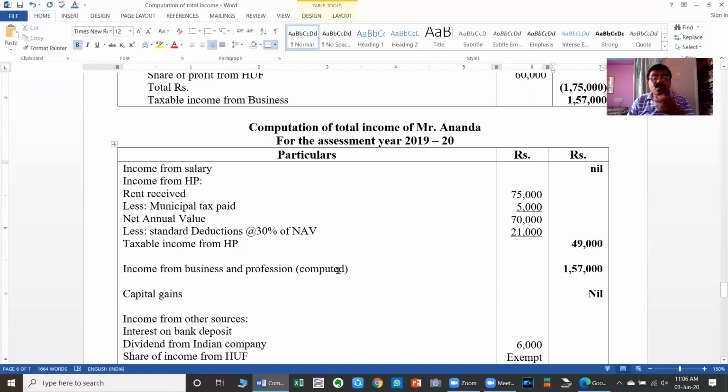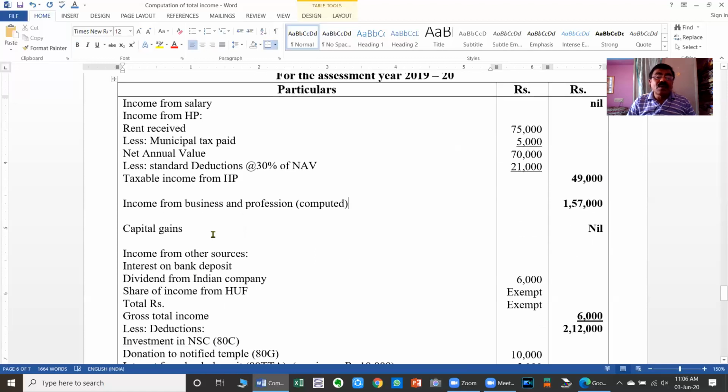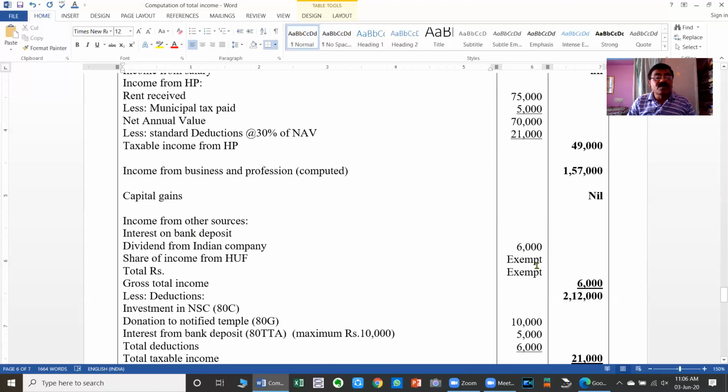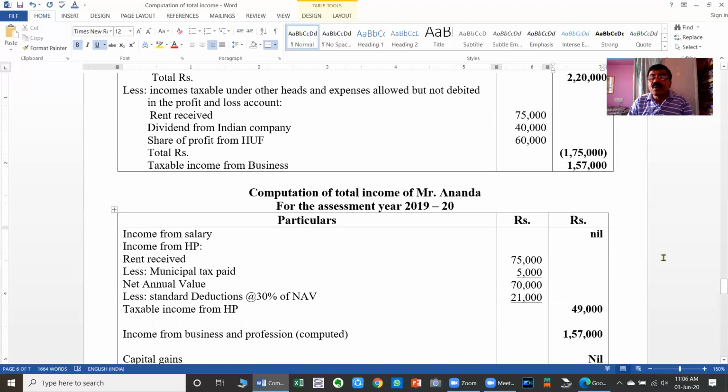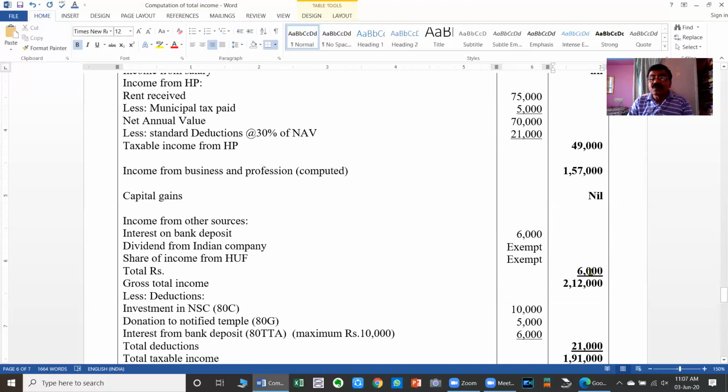Then income from business and profession computed is 1,57,000. Capital gains are not given, so nil. Then income from other sources: interest on bank deposit 6,000. Dividend from an Indian company is exempted, and share of income from HUF is also exempted. Therefore, taxable income from other sources is 6,000. Total gross total income, from salary nil to income from other sources of 6,000, is 2,12,000 rupees only. Here also, the gross total income is 2,12,000.